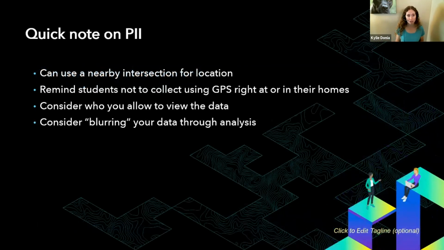I do want to make a quick note about PII, personally identifiable information. When doing data collection, this is a concern. You can have students use a nearby intersection instead of their true location. You can remind students not to do their collection at or in their homes, but instead while they're on their walks. But those are kind of on the person creating the data to do, and not all students will remember. So you, as the teacher or the admin, can also think about who's allowed to view the data that has been collected. You can consider things like using analysis to kind of blur your data. I say blur, but I really mean just kind of anonymize it a little bit, just using some tools there.